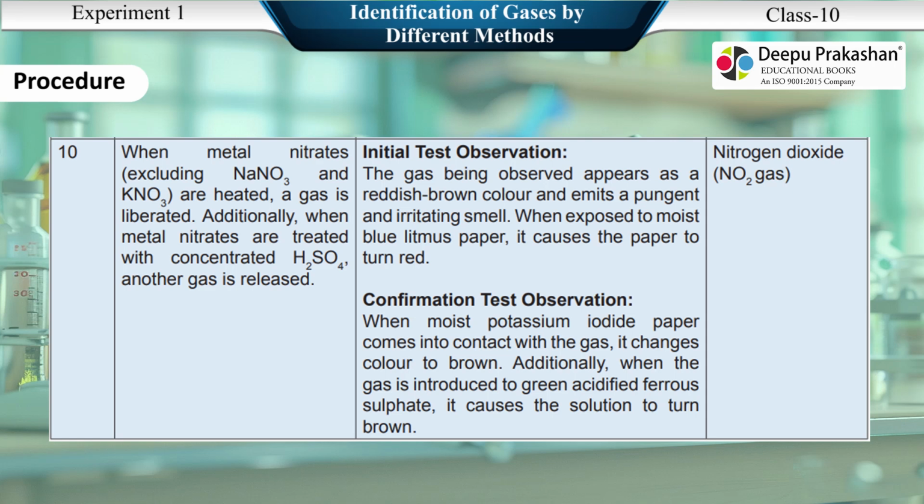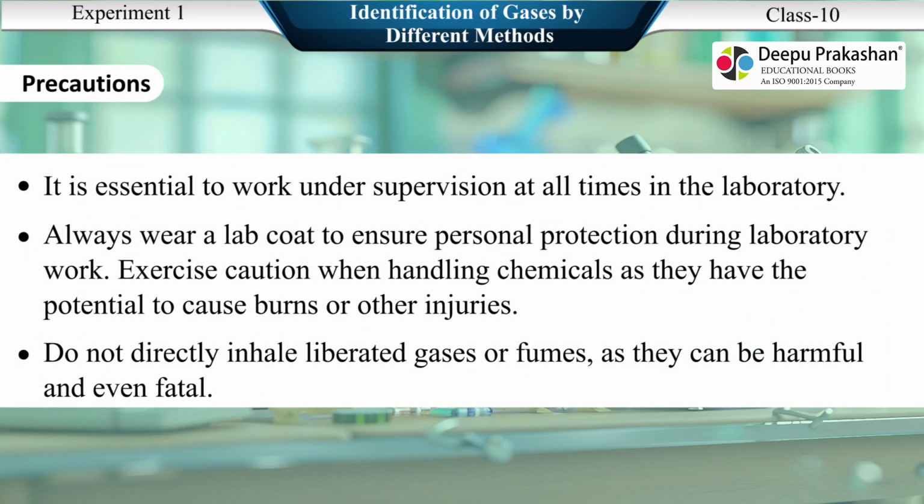Initial test observation. The gas being observed appears as a reddish-brown color and emits a pungent and irritating smell. When exposed to moist blue litmus paper, it causes the paper to turn red. Confirmation test observation. When moist potassium iodide paper comes into contact with the gas, it changes color to brown. Additionally, when the gas is introduced to green acidified ferrous sulfate, it causes the solution to turn brown. Nitrogen dioxide gas.